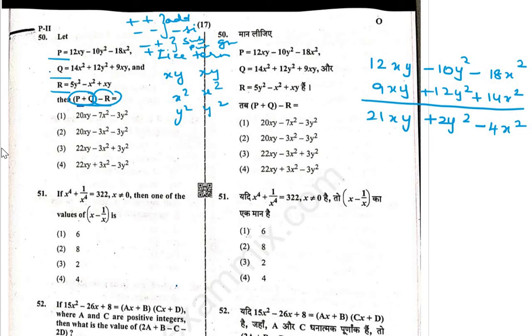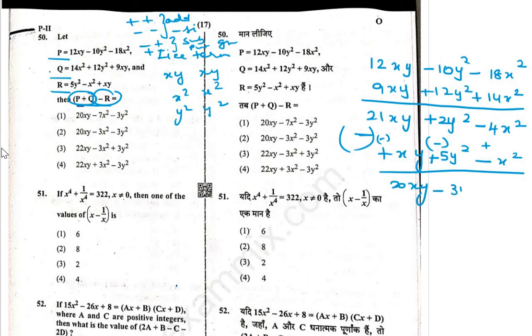And then subtract R. First write R as it is. So here it is 5y square minus x square plus x square. We are subtracting, so we have to change the sign. Minus means plus, plus means minus. Here it is plus and minus. Minus means plus. So the answer is 20xy minus 3y square minus 2x square. The answer is the second one. Come to the next question.